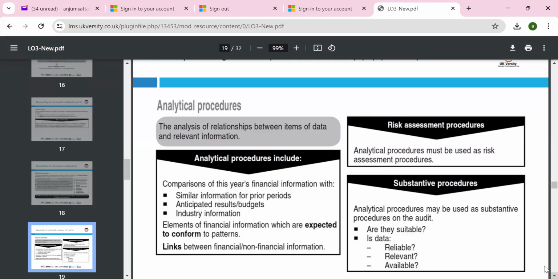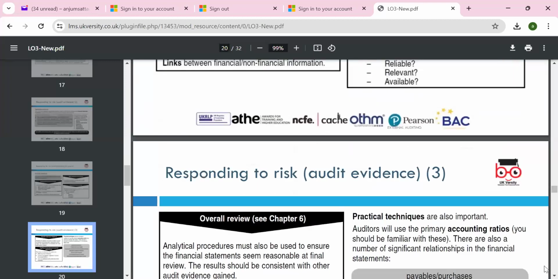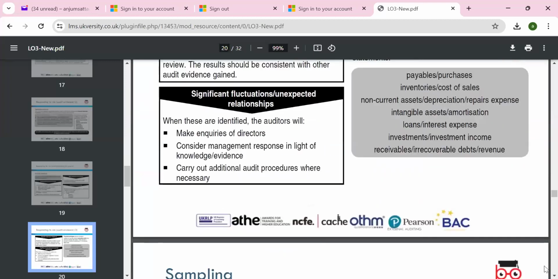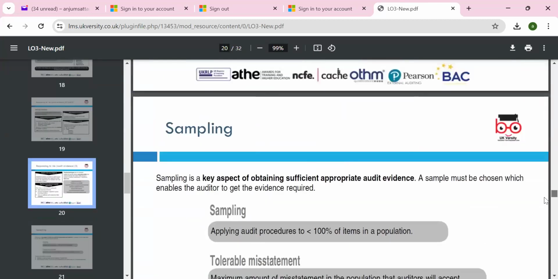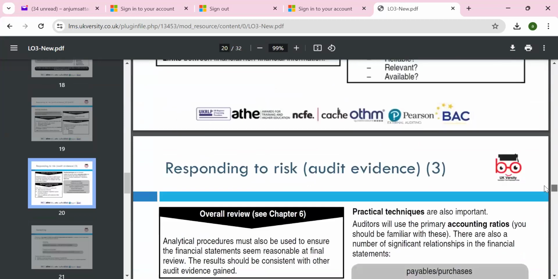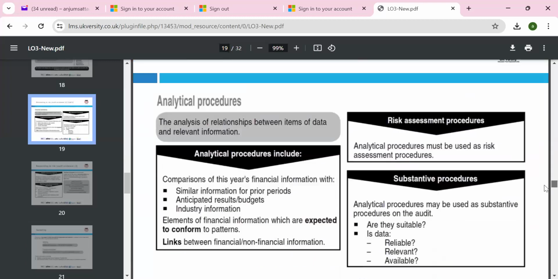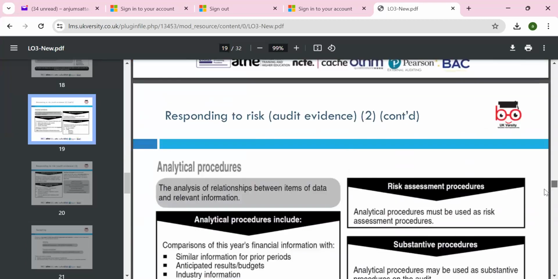Substantive procedures: analytical procedures may be used in an audit and are suitable if the data is reliable, relevant and available to the public, which can sometimes be the issue. We will move on. Okay, so that can be used. So we went through this. Any questions you have, please, you can always ask in between.